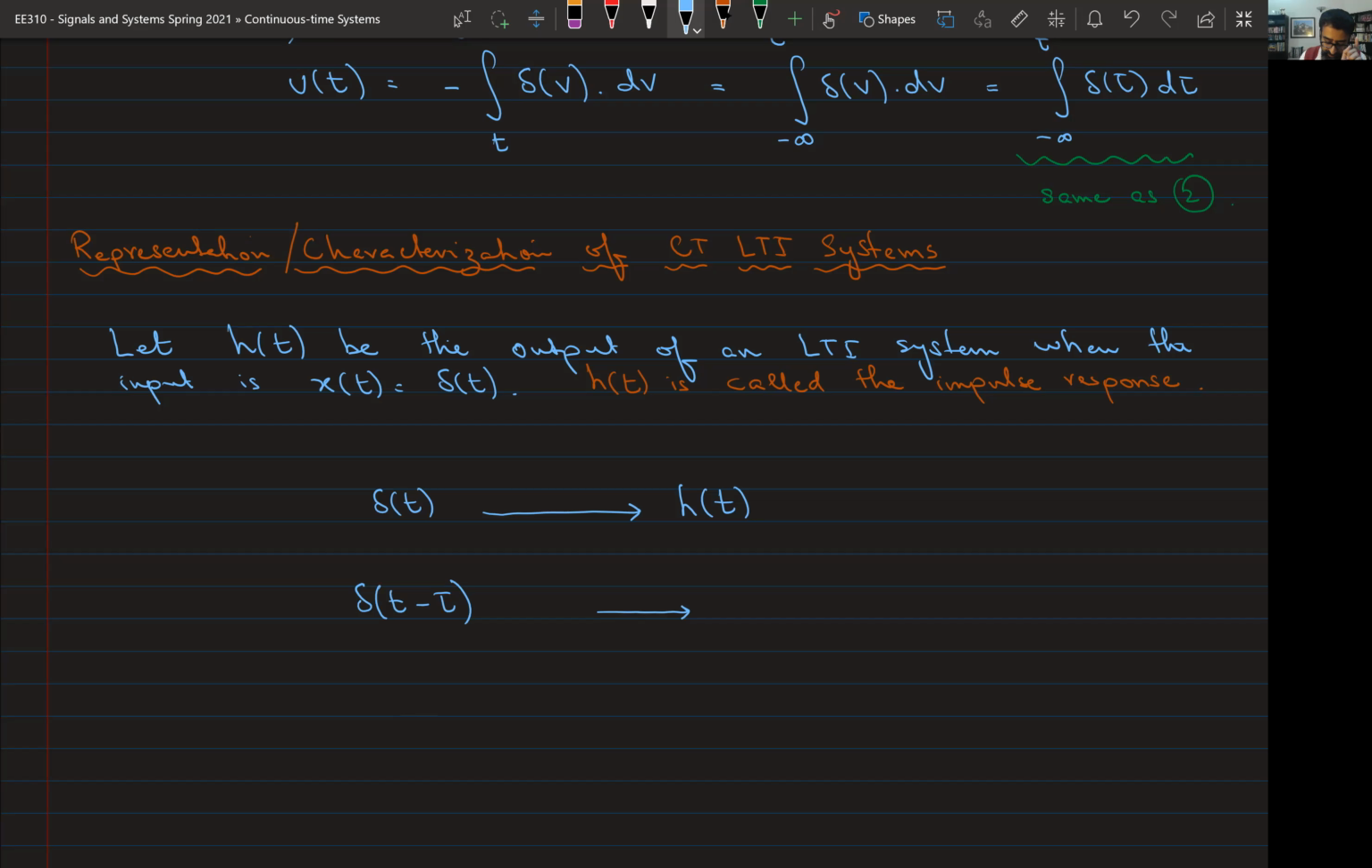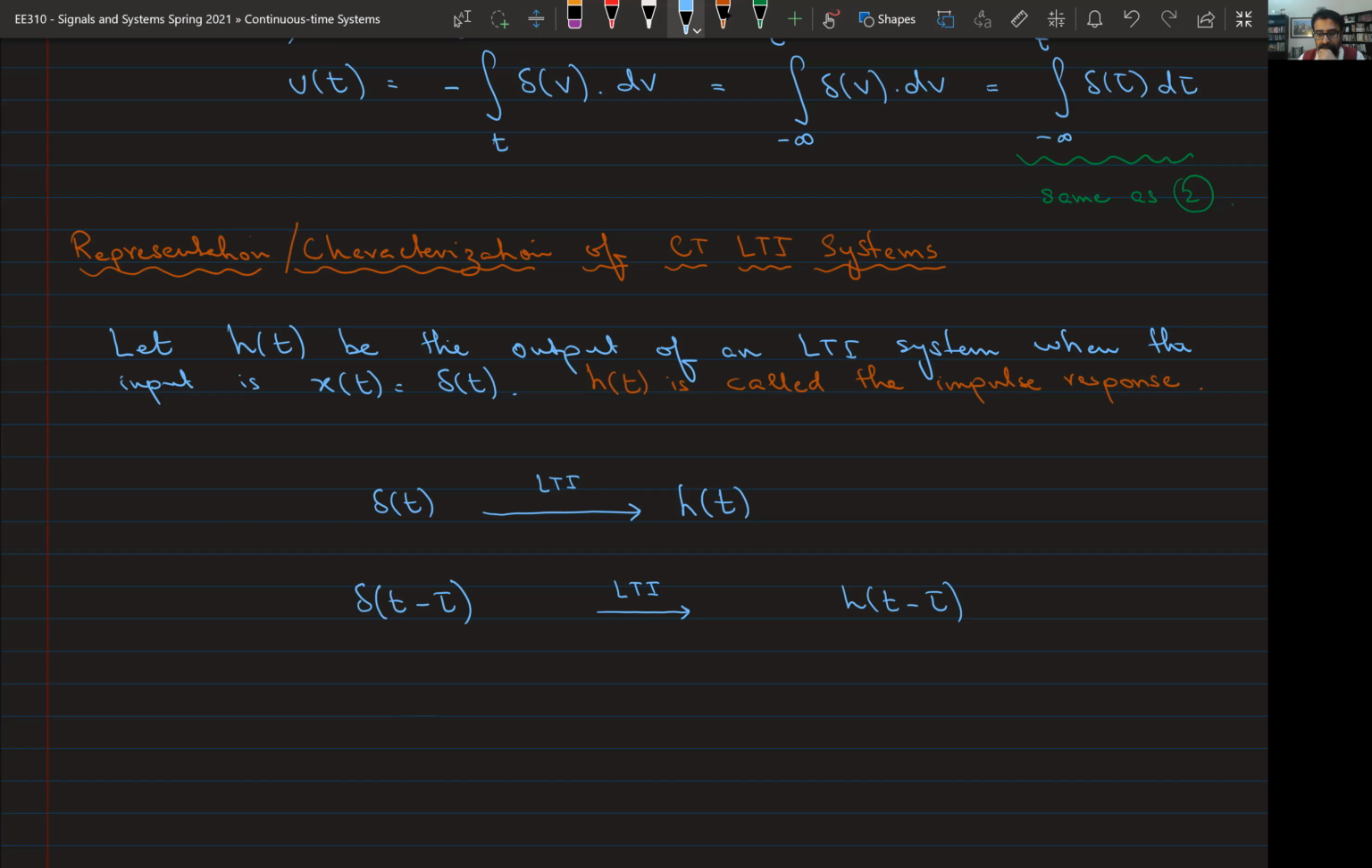Remember, this is an LTI system, right? So the properties of time invariance and linearity are both satisfied. So if delta t is the input, the output is h of t. If delta t minus tau is the input, what would the output be? Sir, h of t minus tau. H of t minus tau, right? That's because of time invariance. Time invariance says that any shift in the input results in the same shift of the output.